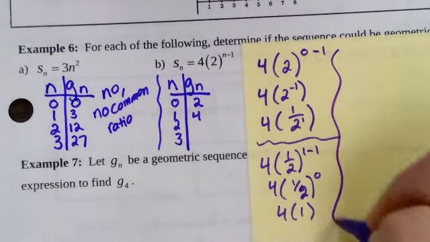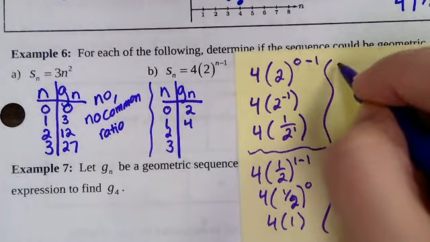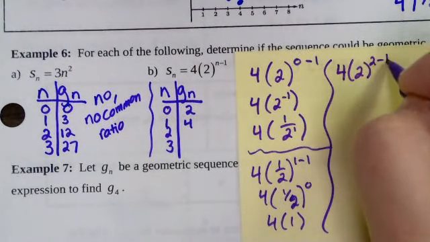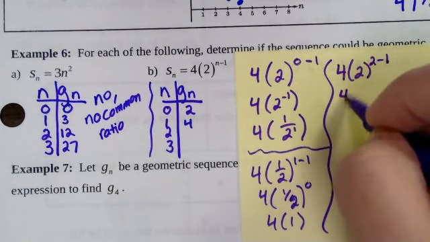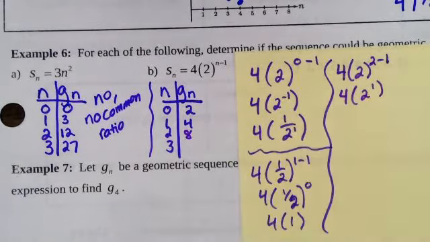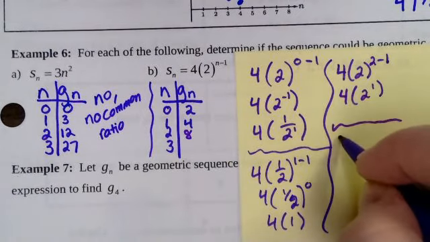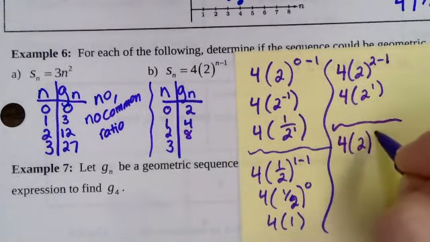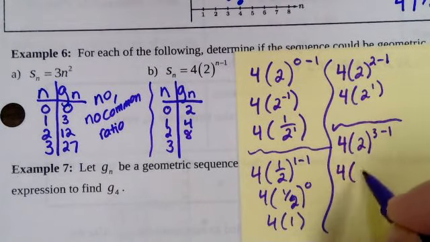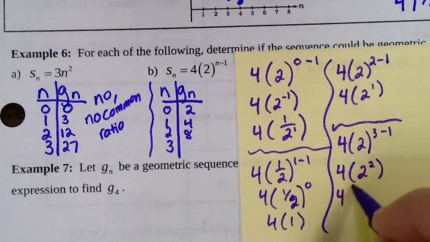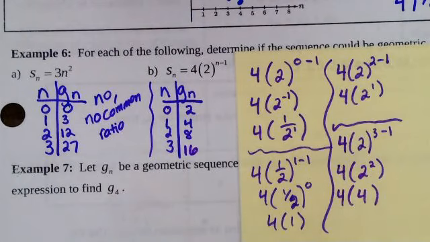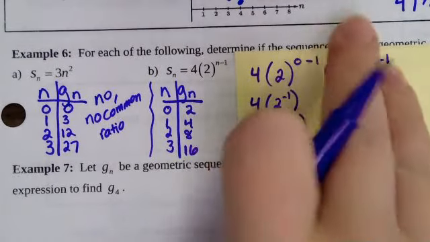I'm going to keep doing that a little bit over here. We've got 4 times 2 to the 2 minus 1. Well, 2 minus 1 is 1. So this is 4 times 2 to the first, which is going to give us 8. We're going to do 4 times 2 to the 3 minus 1. 3 minus 1 is 2. So 2 squared. This is 4 times 4, which is 16. And we could keep going, but what I want us to look at is the pattern here.